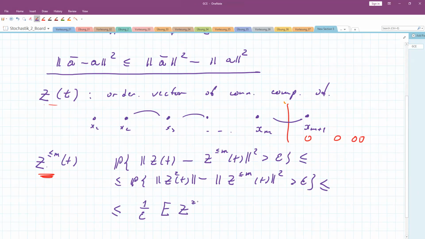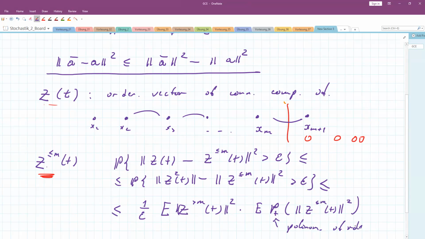Let me write like that, strictly larger than m, the norm square, multiplied by the expectation of that, and here I put m. I'm sorry, here should be polynomial. Polynomial, which depends on t, the norm of that less or equal than m of t square. And that is polynomial of degree 2.